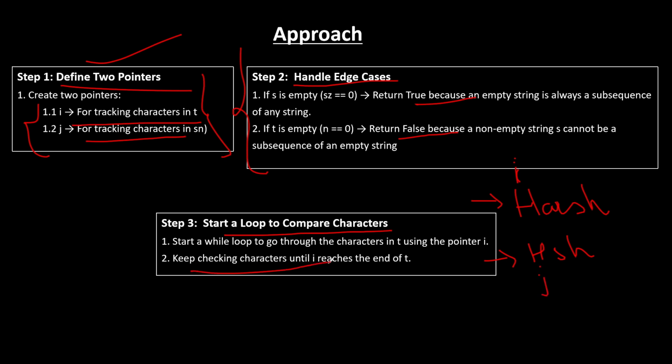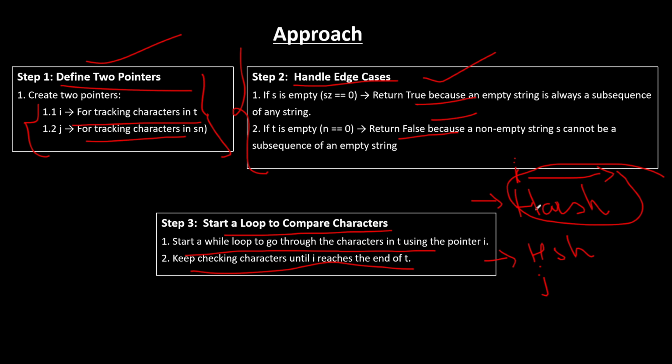We have to keep checking characters until i reaches the end of t. Until the original path is completed, we have to iterate the original string. This is also understandable. We have to go through each and every character of t using the pointer i. So we understood that we need the two pointers concept. We have to keep the relative order of the subsequence. We have to check whether the string exists in the original string or not. We have to handle the edge cases. If the substring length is 0, it is true. If the original string itself is 0, then false.